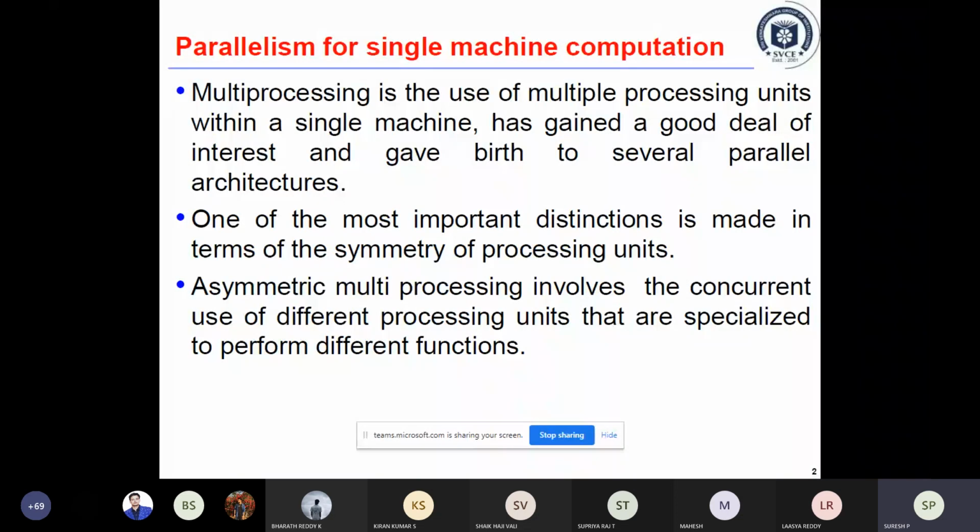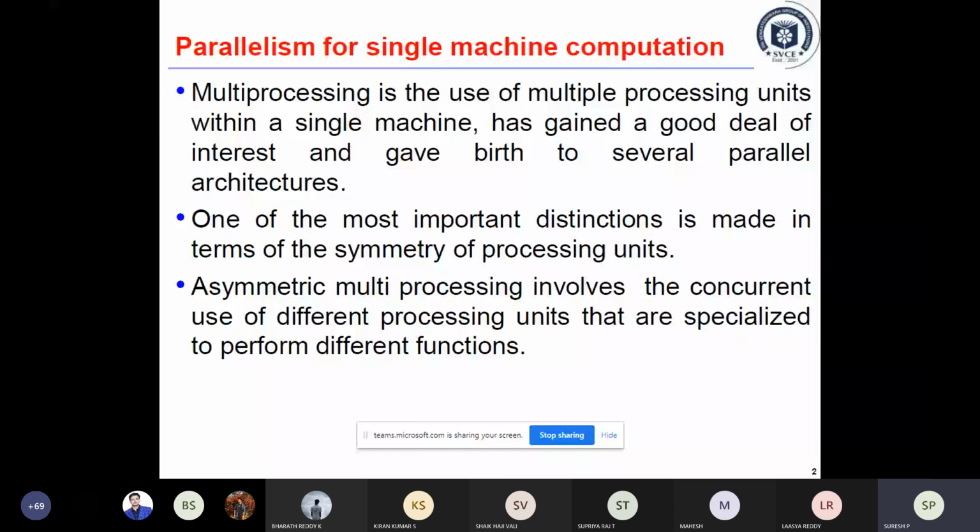Now when it comes to parallelization, how are we going to achieve parallelism in a single machine computation? That is the next question. Before going to parallelism in Aneka thread, we have to discuss how parallelism works in a single machine computation.